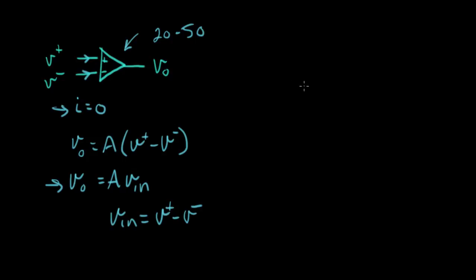So let me go into a couple more details on how this thing is actually hooked up. We have a plus terminal and a minus terminal. There are more terminals on this. There's a power supply that's plus V, and there has to be a minus supply, typically minus V. And there'll be a ground pin. There'll be a ground node on here.